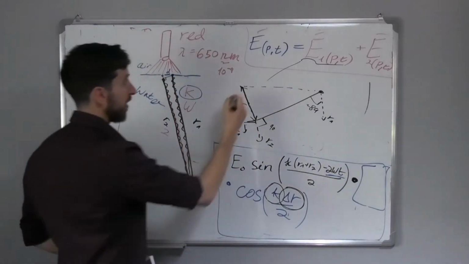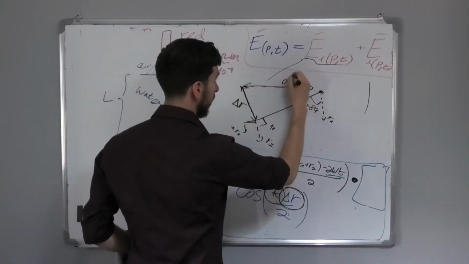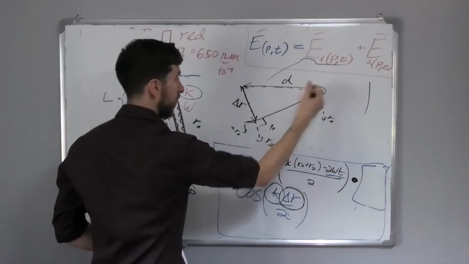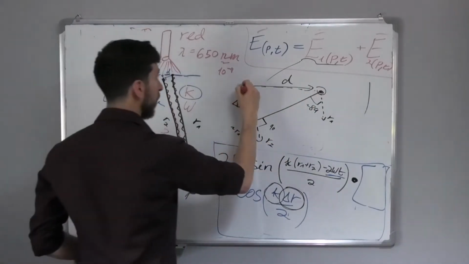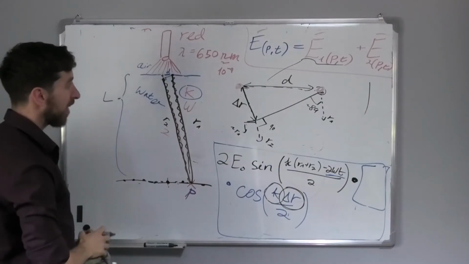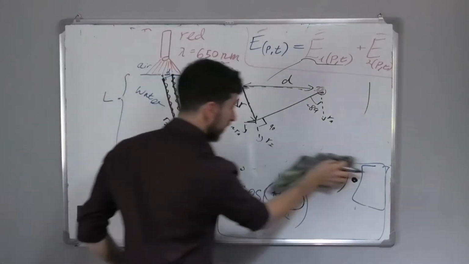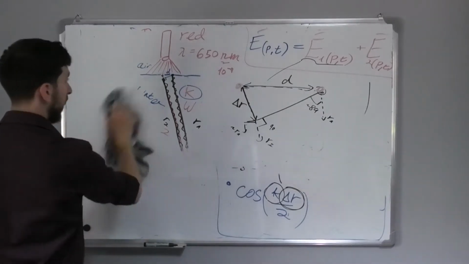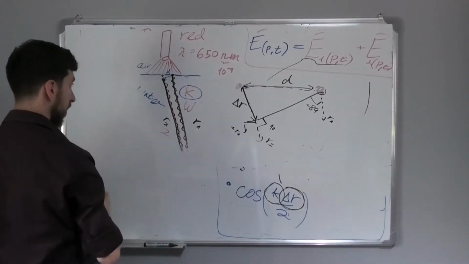And let's call this distance D, which I gave you before. This is the distance between the holes. This is a hole here. From here the laser is going out, and from here the laser is going out, right? So I can actually calculate what this delta R is.